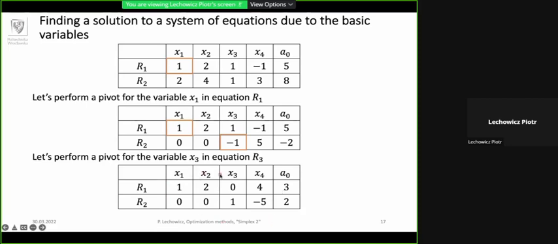And if our free variables are equal to 0, so if x2 and x4 are equal to 0, such system of equations has exactly one solution. And this solution is such that x1 is equal to 3, x3 is equal to 2, and these free variables, x2 and x4, are equal to 0. And this is our feasible solution because the right-hand side of equations are greater or equal than 0.